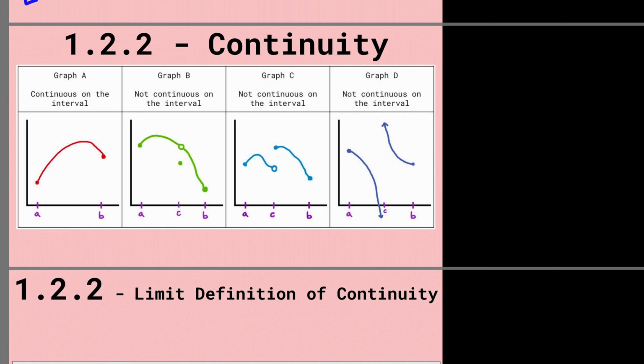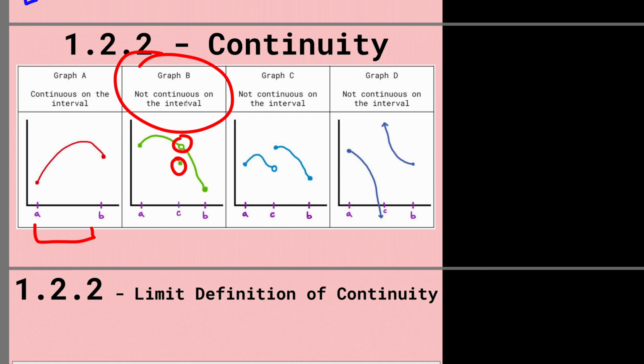This first one, we've got a bunch of examples of continuity with graphs. So this first one, it's continuous on the interval. You can see it's continuous from A to B. There's no holes, jumps, or gaps. This one, on the other hand, isn't because there's a hole right there. Even though there's another spot right here at C, you would still have to lift your pencil up off the paper to draw this.